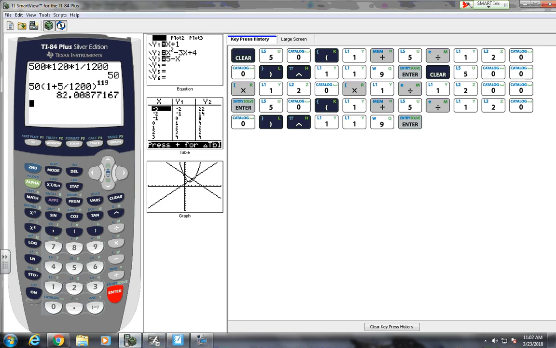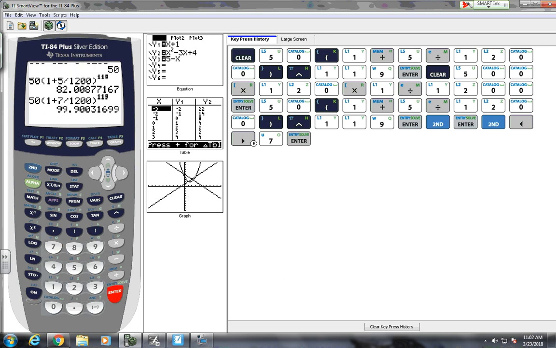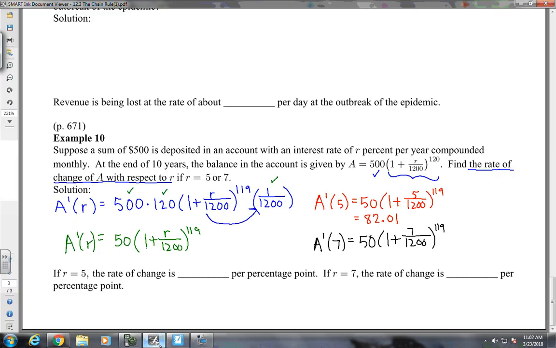Now that I have that typed into my calculator, I can do a little shortcut and have the calculator recall everything I just typed in. I can type the second key and enter. Second entry, again, recalls everything that I just typed in. And then, I'm just going to use my arrow keys to change that 5 to a 7 and press enter. 99.90 in this case. So if R equals 5, the rate of change is 82.01.